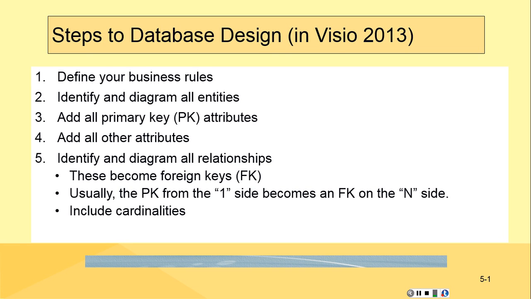The business rules will typically come from requirements that you've gathered from your users. We're first going to identify all of the entities, and we're going to put those on the diagram. We're going to add attributes to those entities. That's going to include the primary key attributes as well as all the other attributes. And then we're going to identify and diagram all of the relationships.